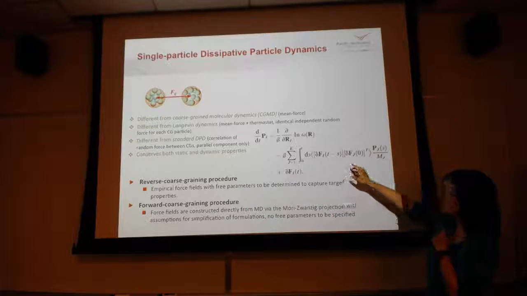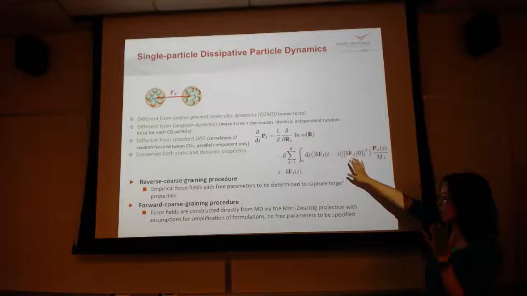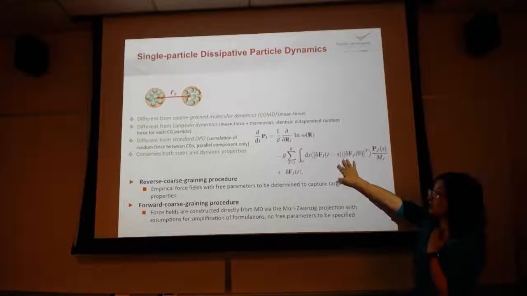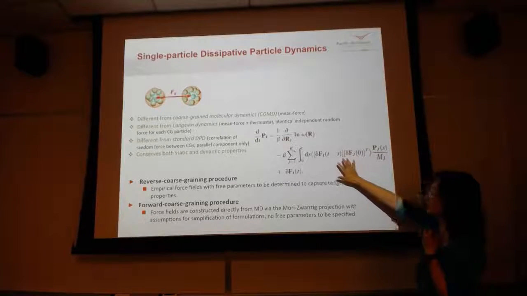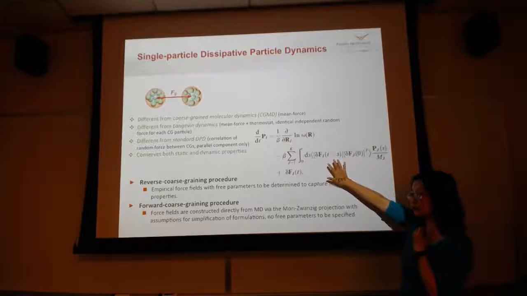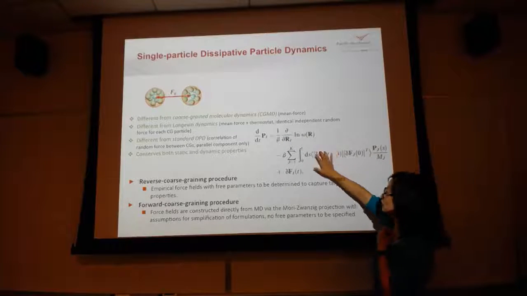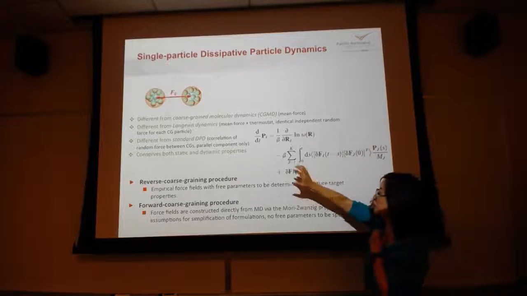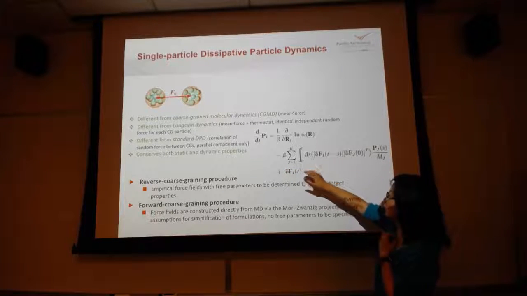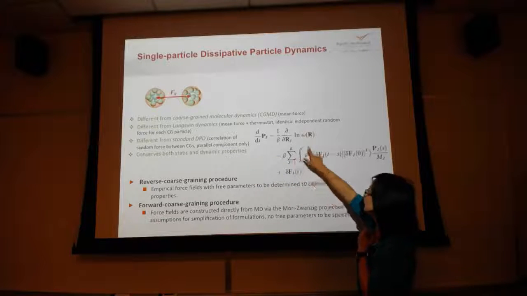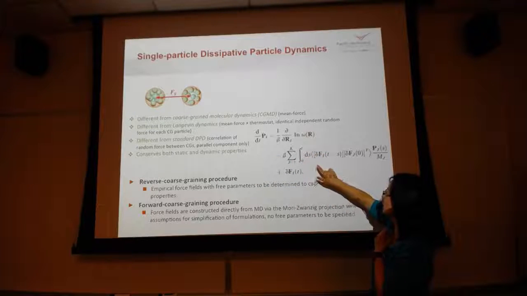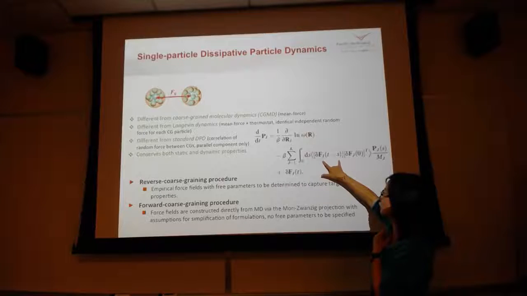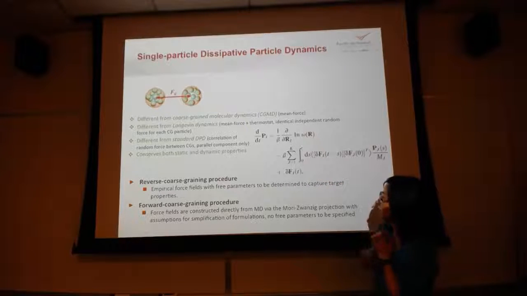Tomorrow, George and other people will talk about how this can be interpreted in terms of the Mori-Zwanzig projection. Basically, you have three terms, and you need to evaluate those three terms. You can understand this framework as having all the terms and just making some approximation to evaluate the correlation term.